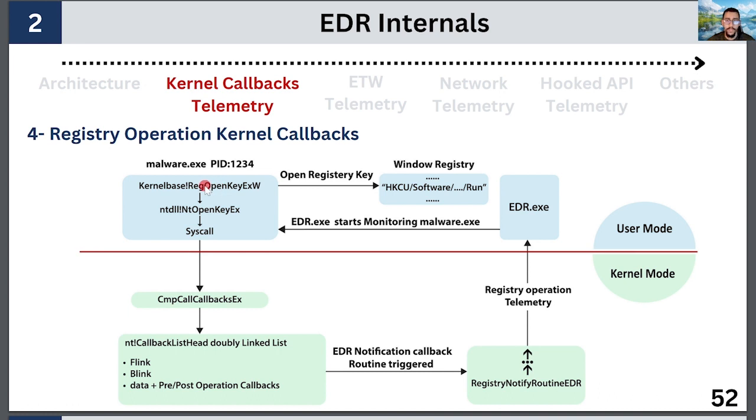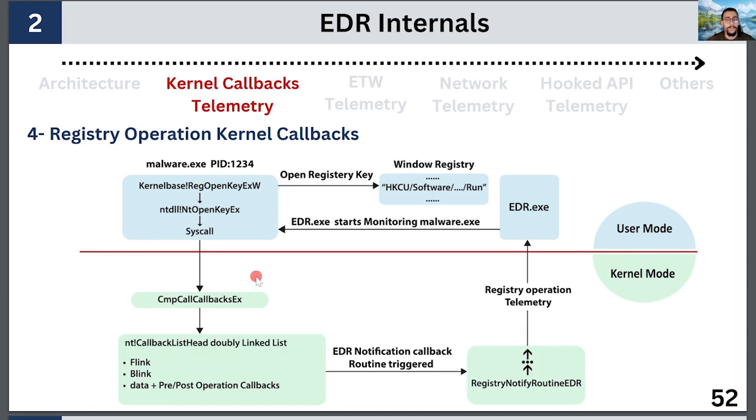Malware.exe calls the Win32 API RegOpenKeyExW, exported by KernelBase, used to open a registry key. This API then calls the native API in ntdll, NtOpenKeyEx, which triggers the syscall instruction, causing a transition from user mode to kernel mode, passing control to the Windows kernel.